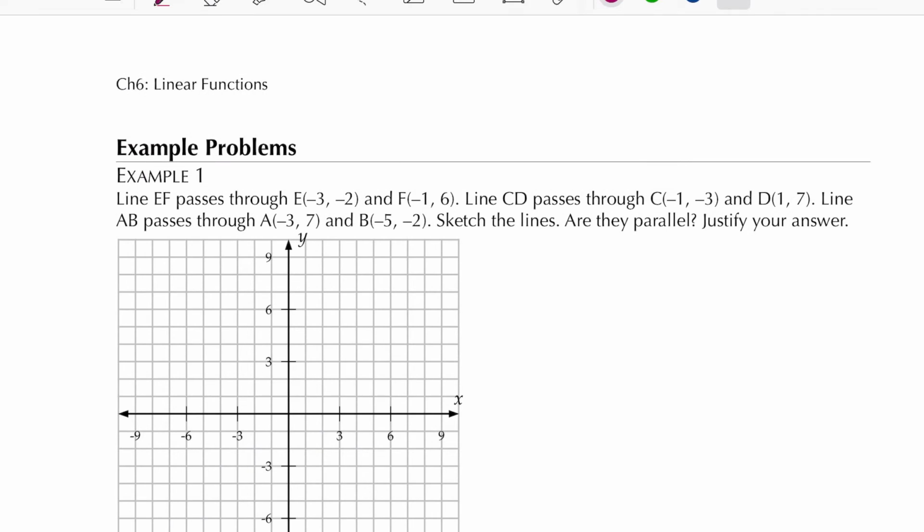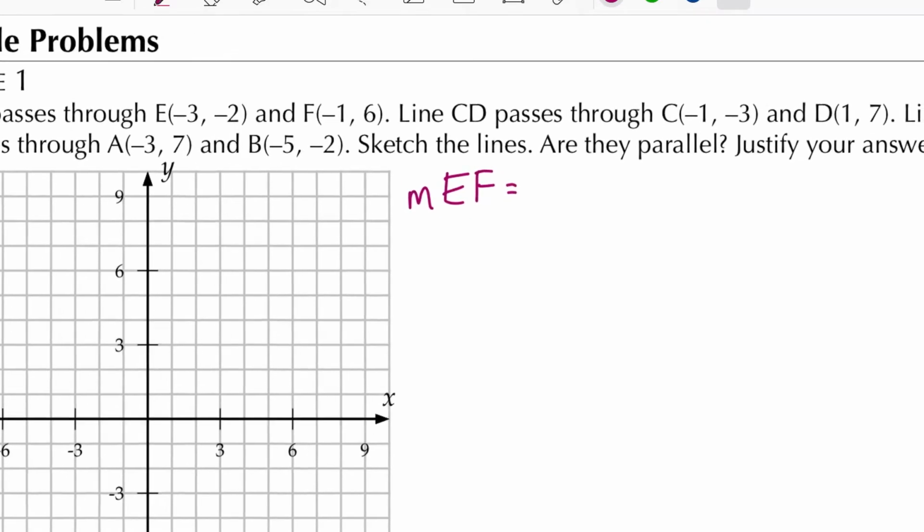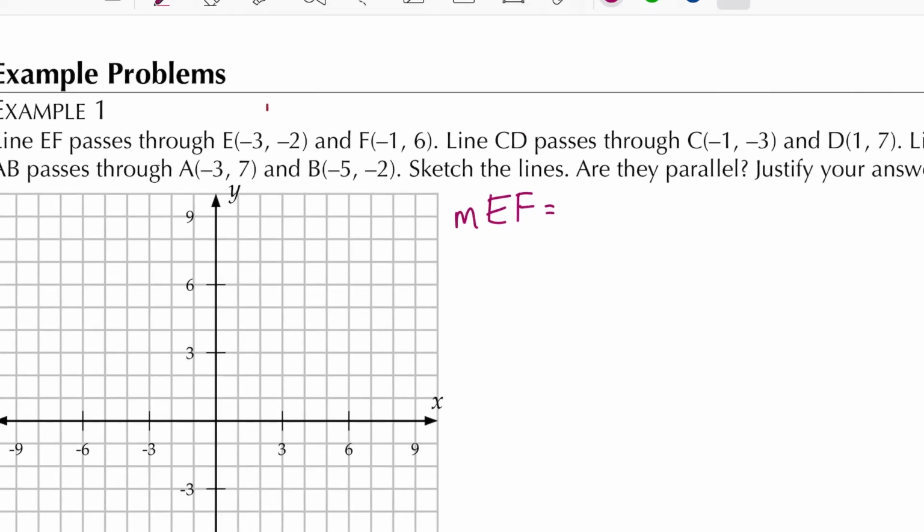Example 1. Line EF passes through these 2 points. Line CD passes through these 2 points. Line AB passes through these 2 points. Sketch the lines. Are they parallel? Justify your answer. Well, what we are going to do is determine the slope of each of those lines. So we're going to figure out the slope of line EF. We're going to label one of these points point number 1 and point number 2. We're going to use our formula, y2 minus y1 over x2 minus x1.